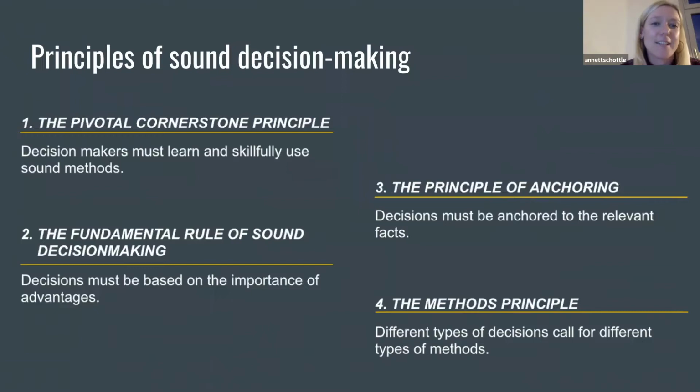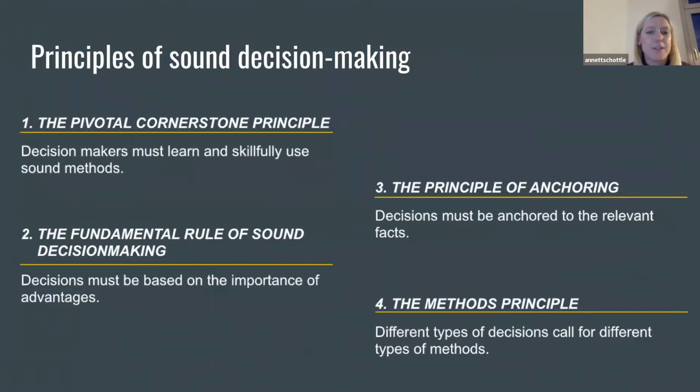Then the second principle is the fundamental rule of sound decision making. Decisions must be based on the importance of advantages, so that we compare the alternatives on the differences and not just on factors, because people don't know what you mean with a factor. There are 2 different things in factors. What Paz means with the phone, for example, where you had the criteria, you could say, for me, it's important to have a small phone. For another person, it could be important to have a big phone, right? With a big screen. But if you just write size, you don't know which direction it is.